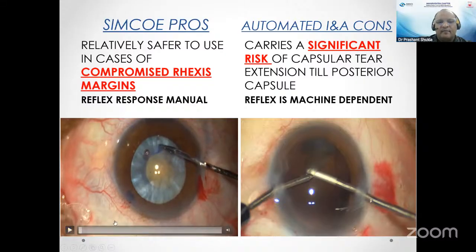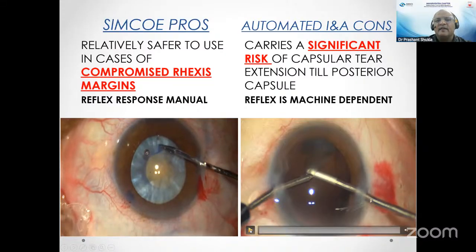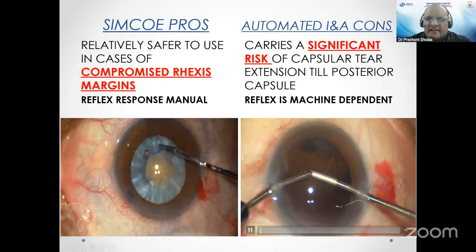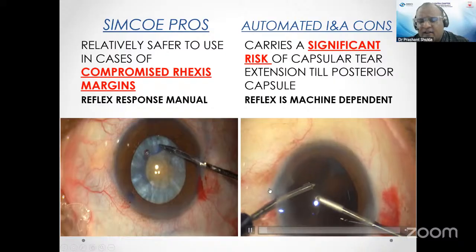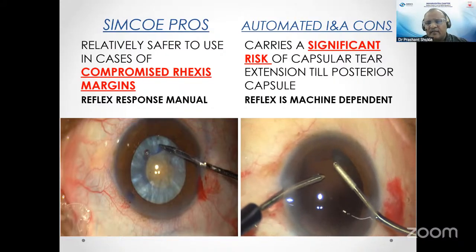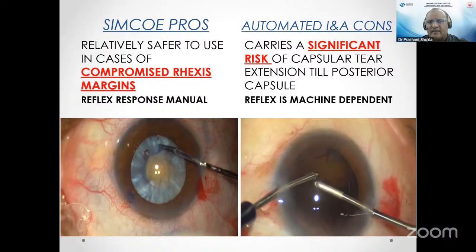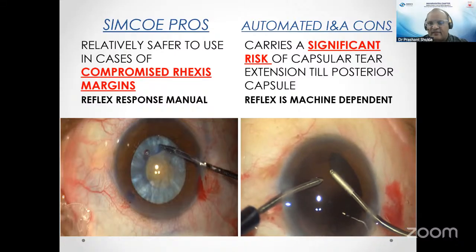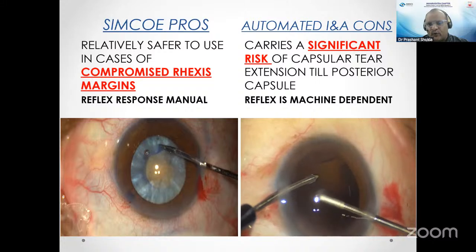Here I shall be demonstrating the use of the bimanual I/A system. It carries a significant risk of capsular extension because the reflux is more machine dependent. This is a similar case in which I had a rhexis run out. I am going to remove the cortex from the area of the rhexis run out. Because the flow is fast, the loose ends of the intercapsule are just flapping around the aspiration port.